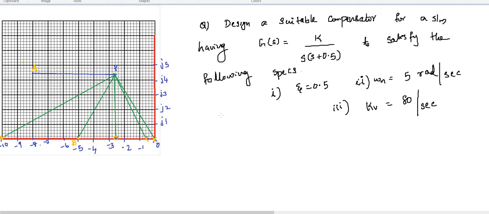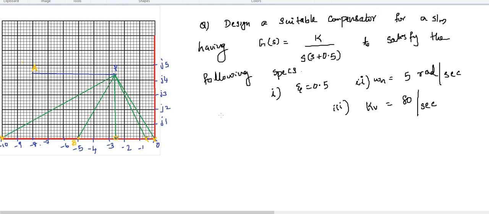So today we will discuss how to design a lag-lead compensator for a system using the time domain approach. We have already discussed the design of lead compensators and lag compensators using the time domain approach.